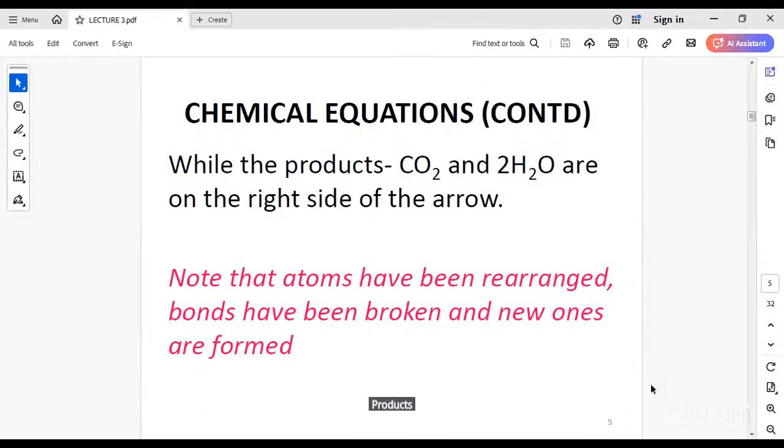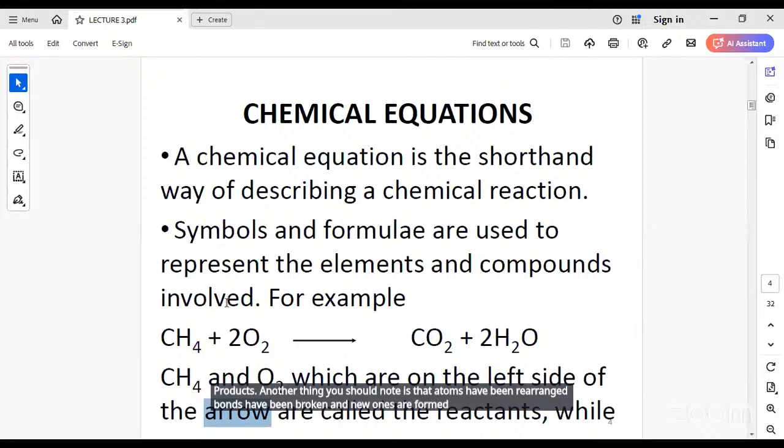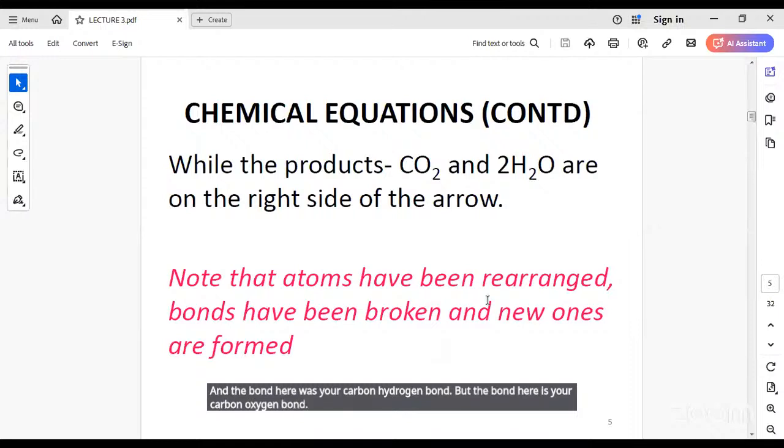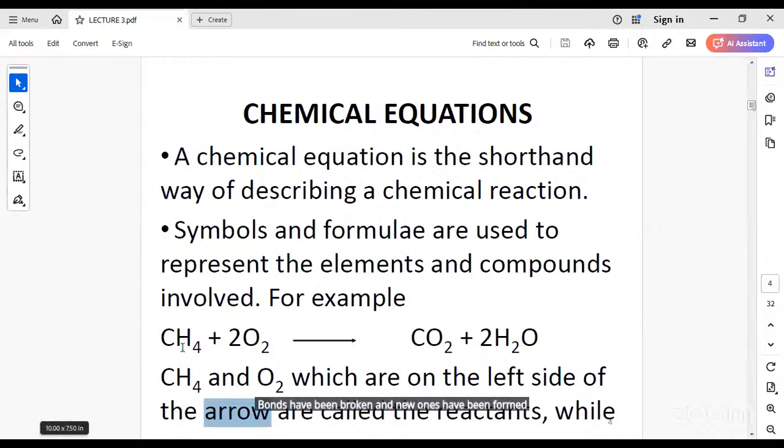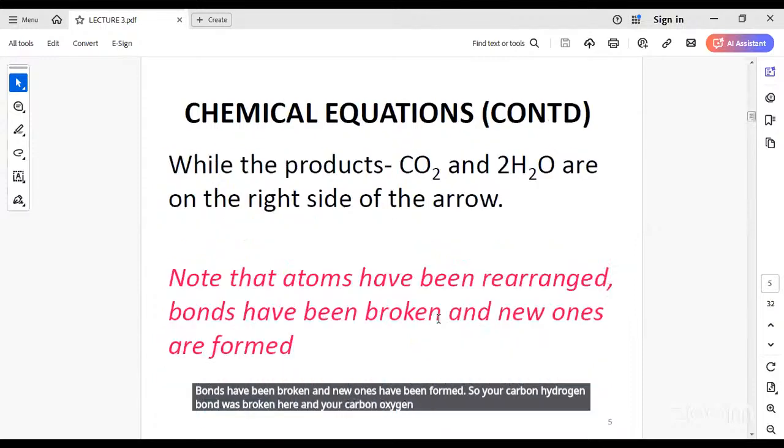Another thing you should note is that atoms have been rearranged, bonds have been broken, and new ones are formed. If you see here, atoms have been rearranged. You have your carbon, hydrogen here, which is our methane. Here we now have our carbon, oxygen. So atoms have been rearranged. And the bond here was your carbon, hydrogen bond, but the bond here is your carbon, oxygen bond. So know that atoms have been rearranged, bonds have been broken, and new ones have been formed. So your carbon, hydrogen bond was broken here, and your carbon, oxygen bond was formed here.